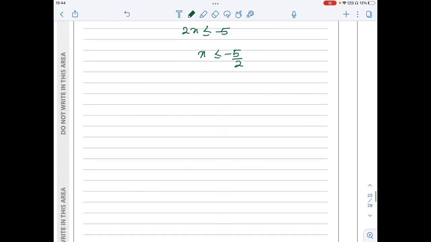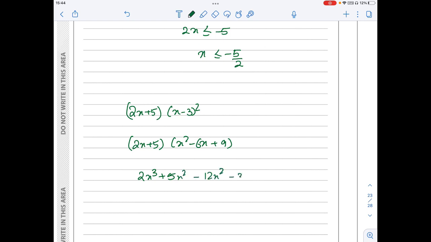So, 2x plus 5 times x minus 3 whole square. So 2x plus 5 times x square minus 6x plus 9. Multiply it out: 2x cube plus 5x square minus 12x square minus 30x plus 18x plus 45. So it becomes 2x cube minus 7x square minus 12x plus 45. This is f of x.